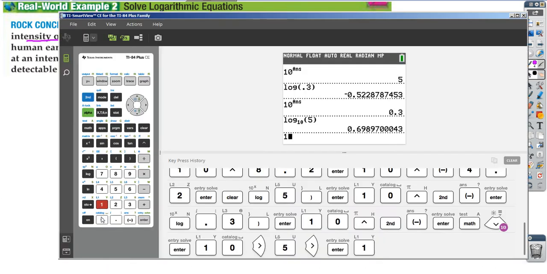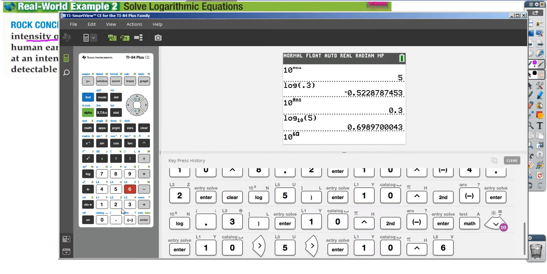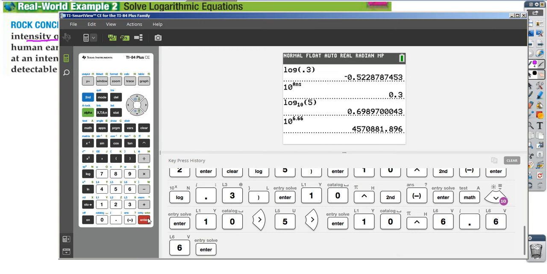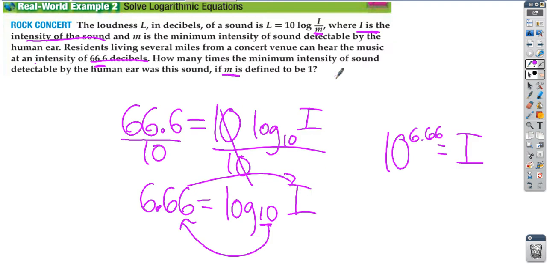So let's test that. 10 to the 6.66, and it is 4,570,881 times the smallest sound that people can hear is the sound at that rock concert. So that's quite loud.